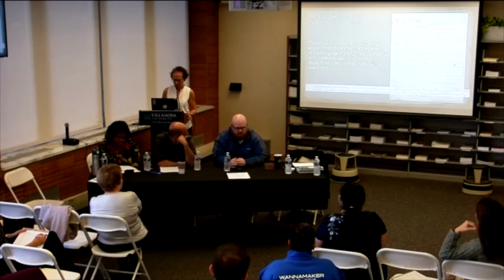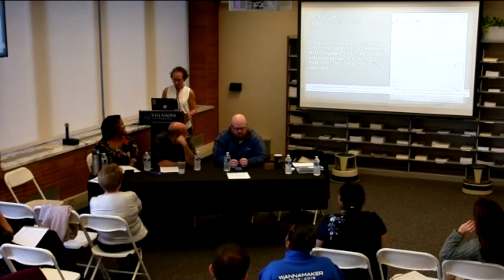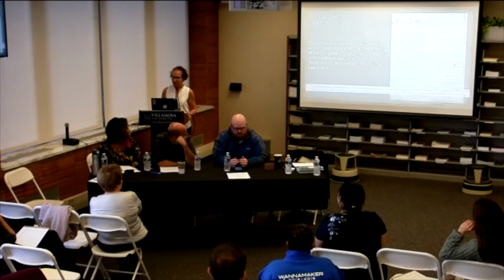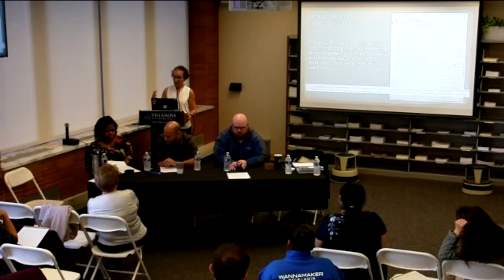If you read a little further down in that same paragraph, it says the actual enumeration shall be made within three years after the first meeting of the Congress of the United States, and within every subsequent term of ten years, in such manner as they shall by law direct. I probably typed that wrong. So this is recognizing how it's going to work, but not giving a whole lot of direction about how it's going to happen, except that it's going to happen every 10 years. It also notes that when the Constitution was ratified, they would need to figure out some other way to do this until the first census could be conducted.